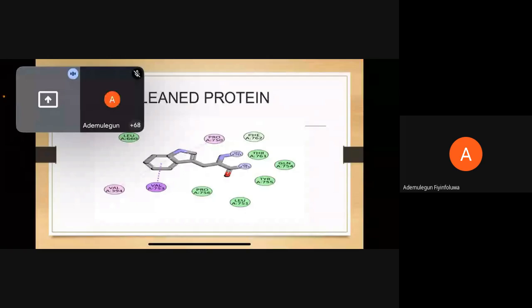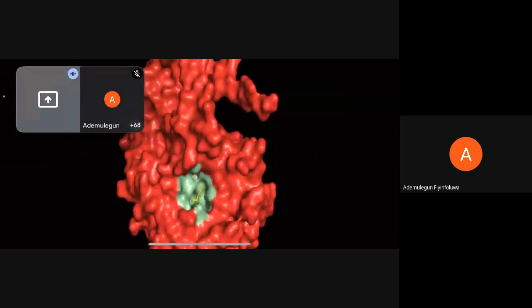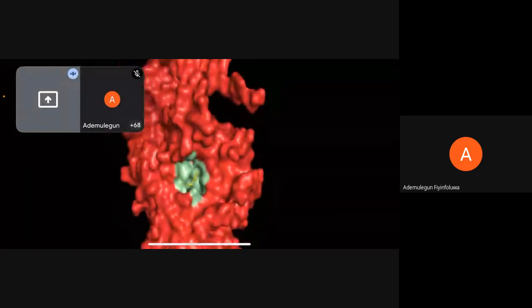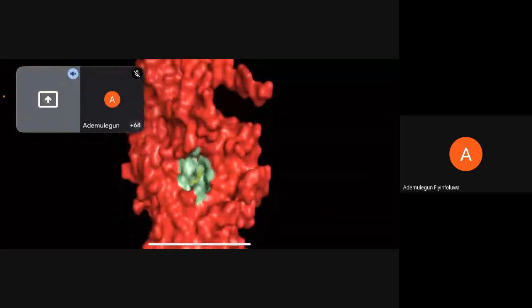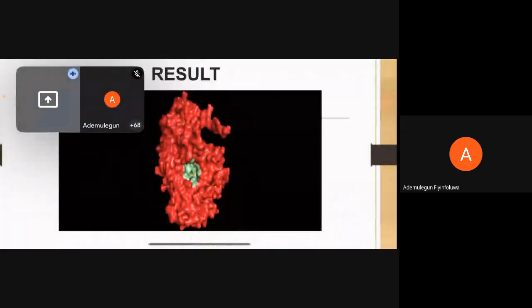So these are our results. This is our protein, and if you look deep, you can see our ligand inside. Just like I said, had it been in my software, I could have rotated this protein so that you see how the ligand bound to the protein. In conclusion, in this study we utilized AutoDock to perform molecular docking of alpha-glucosidase.